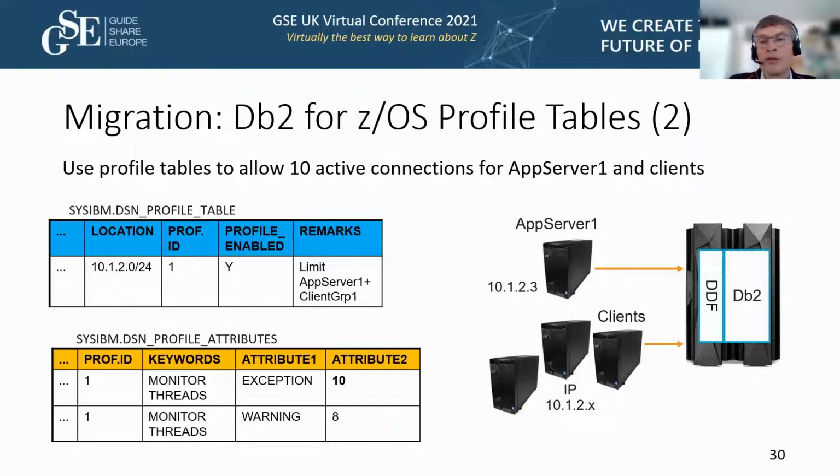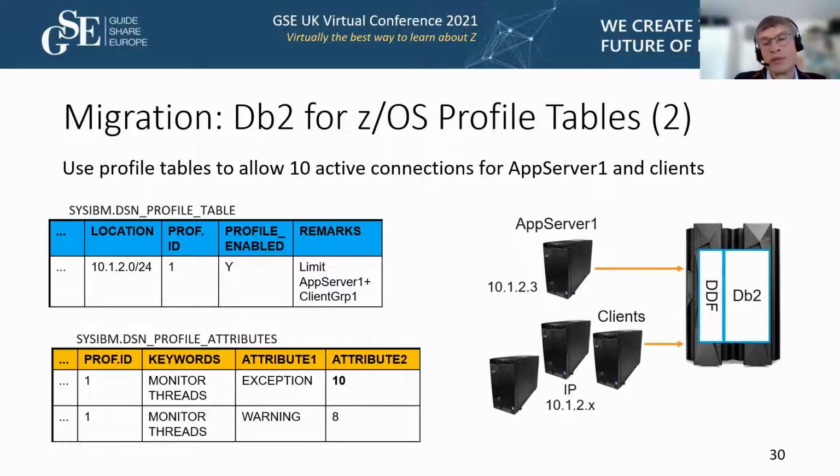So with this configuration and attribute and profile tables profile started, we would only allow 10 connections from all these app servers and clients which fit into this profile, which means everything which is, for example, with this IP address 10.1.2 point something.